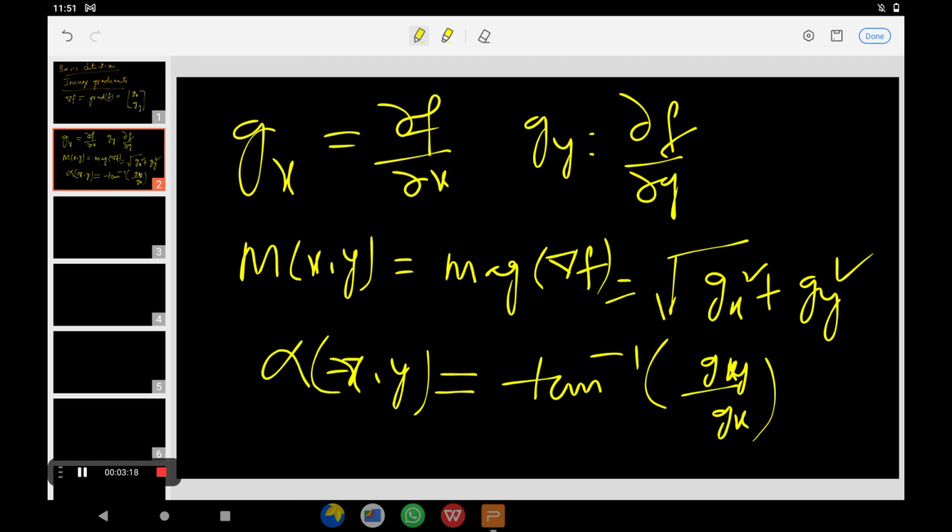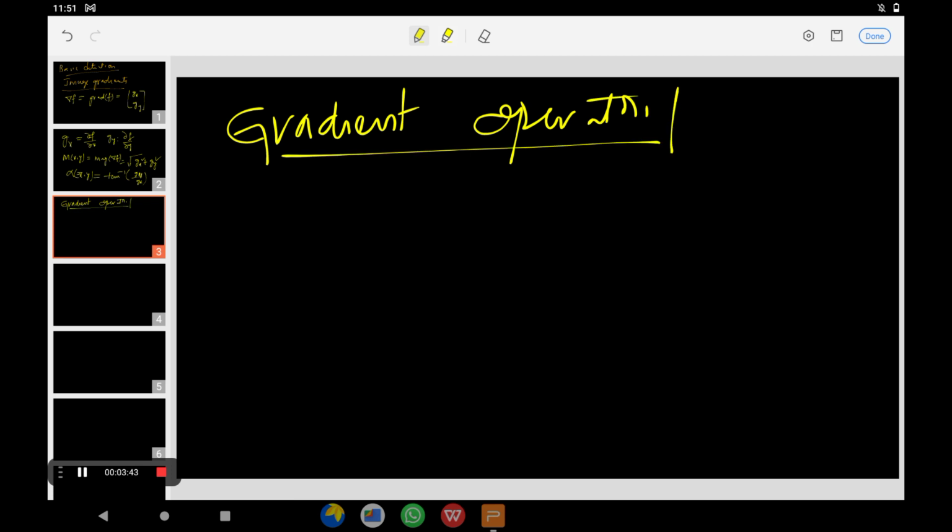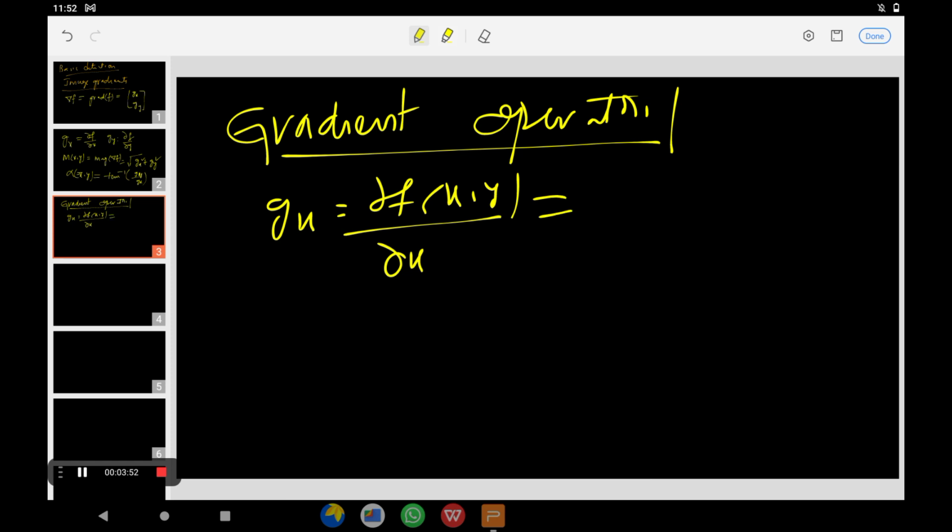As well as the gradient operators: obtaining the gradient of an image requires partial derivatives. If you want to find the gradient of an image, you need partial derivatives, which are generally called gradient operators. The gradient operators are first order derivatives, that is gx is equal to dou f of x comma y by dou x. That gives rise to the first order derivative.